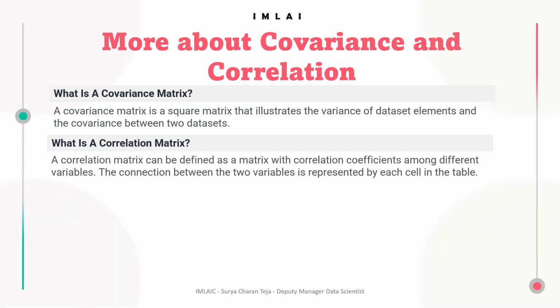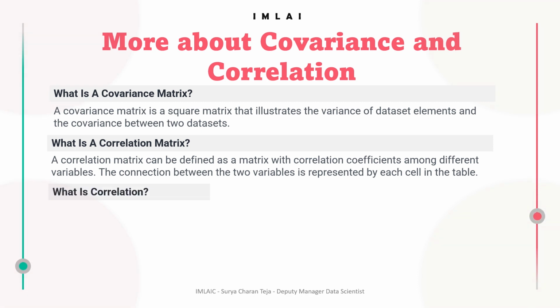The connection between two variables is represented by each cell in the table. A correlation matrix can be used to summarize data, as an input to a more advanced analysis, or as a diagnostic for further studies. So when developing a correlation matrix, key considerations include using correlation statistics, variable coding, missing data handling, and presentation.